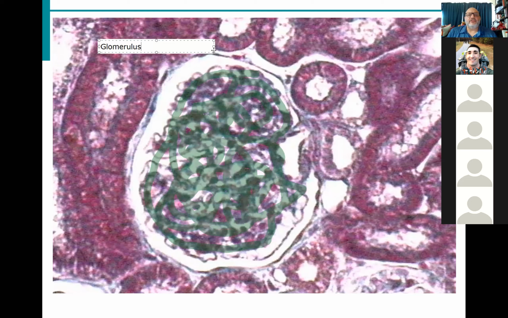Now, do you need to know that? No, because it's not on your list. So you don't need to know that word. So feel free to ignore it. But what we do need to know is that this is a big fancy capillary.